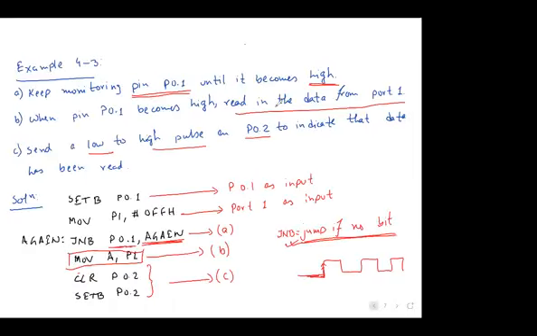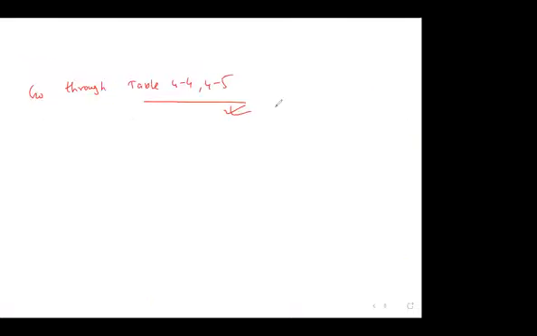I will highly suggest that you go through table 4.4 and 4.5. The instructions that we learned so far, like set bit, clear, complement, JNB, all these instructions are listed in table 4.4 and 4.5. You can understand it by yourself and also go through the rest of the examples. All the examples are almost similar to this, and they are very easy to understand. With this, our chapter 4 comes to an end. This is probably the shortest chapter, and there is nothing complicated over here.